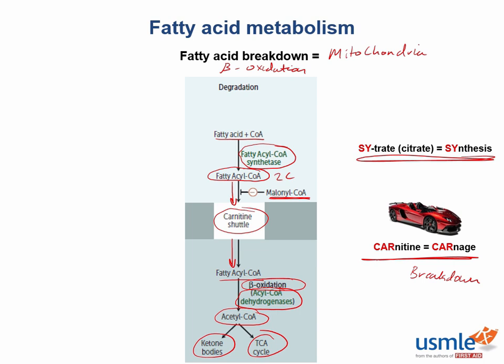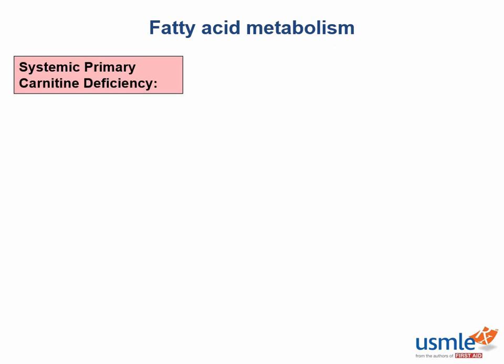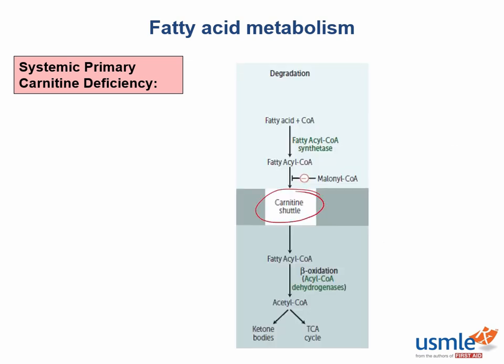Now when everything works correctly, our fatty acyl-CoAs use the carnitine shuttle to enter the mitochondria. But what would happen if the carnitine shuttle wasn't working correctly? Now in patients with systemic primary carnitine deficiency, there's an inherited defect in the carnitine shuttle. And this prevents our long-chain fatty acids from entering the mitochondria, which is required for long-chain fatty acid breakdown. These patients usually present with generalized weakness, hypotonia, as well as hypoketotic hypoglycemia.